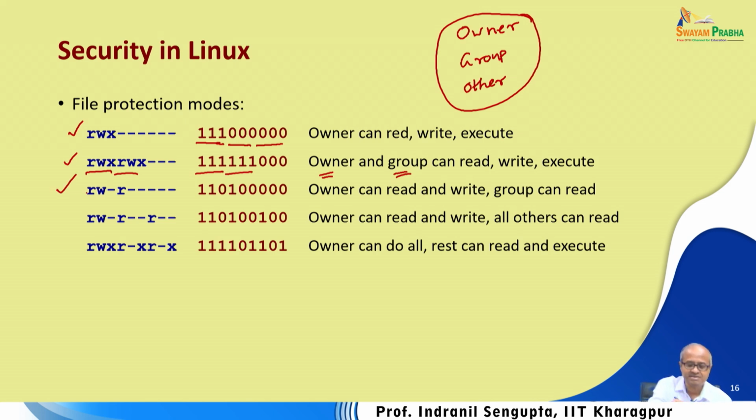But if I write like this, read, write, dash, I do not have execute access, only read and write. So, the owner can do read and write, group can do only read. The last one here again, the owner can do read, write, group can read, anyone else can read. Similarly, I can specify any combination by manipulating these bits.